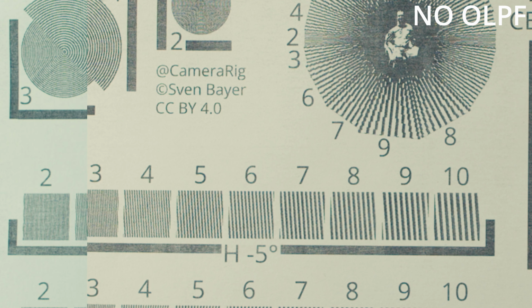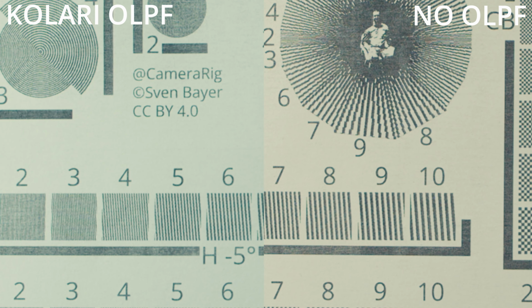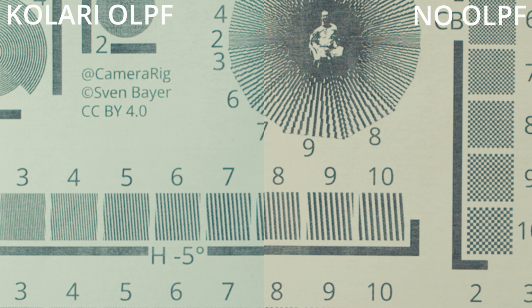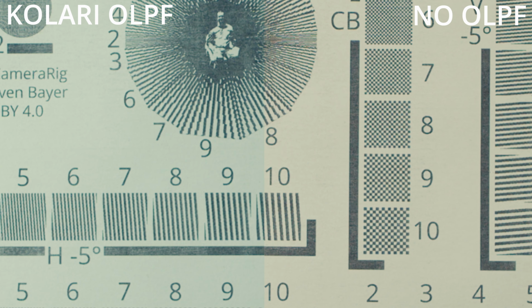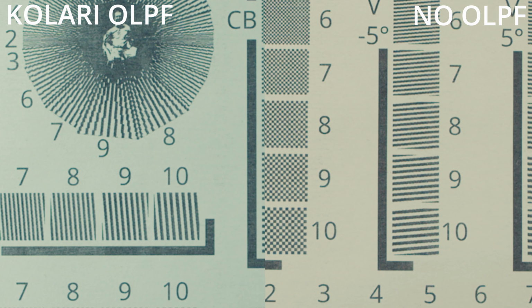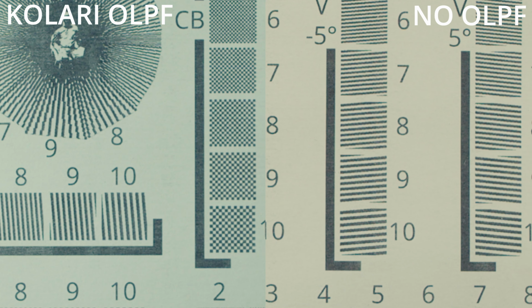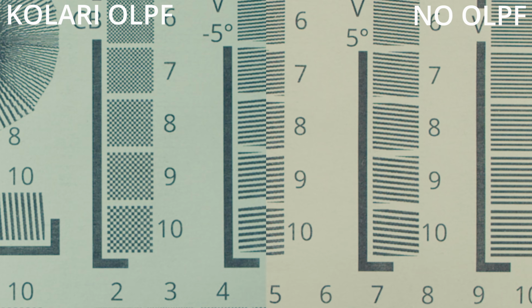Now we are looking at the differences of sharpness when using an OLPF on the left and no OLPF on the right. As you can see, we have a slight temperature change due to the OLPF. Otherwise, this is 5 times zoomed in, and I think it's really hard to make out any differences. If there's any difference, then it's so subtle, it's really difficult to notice.